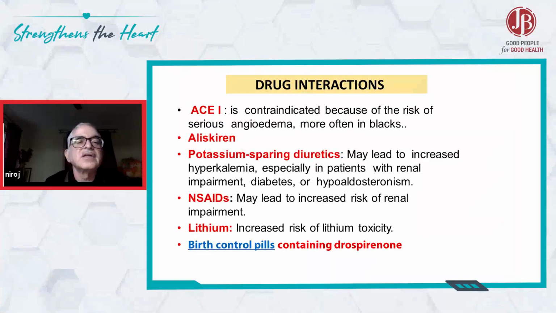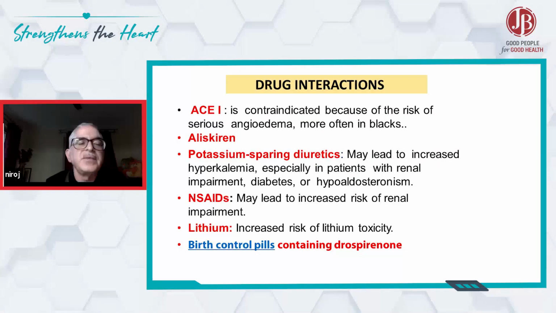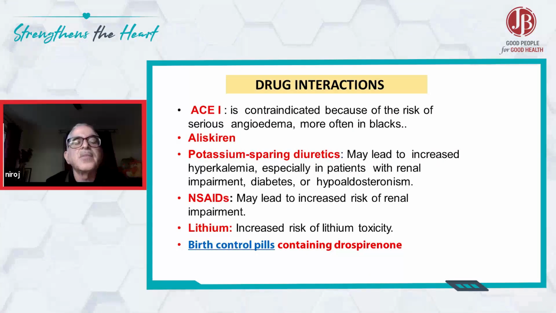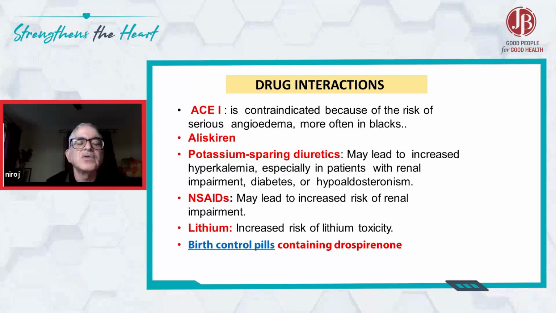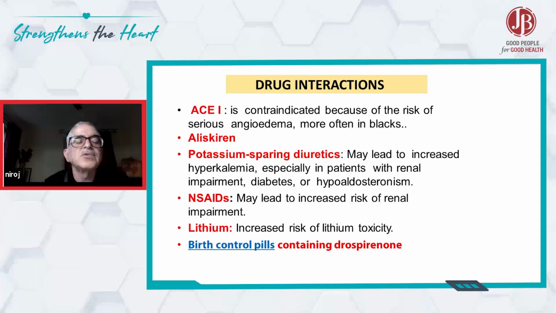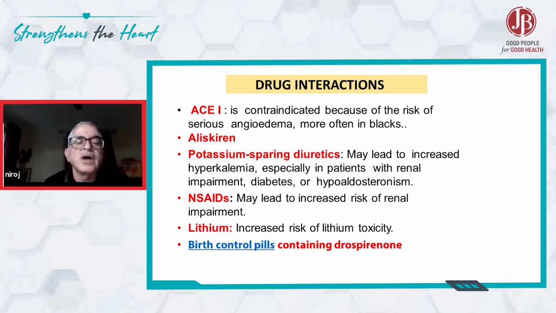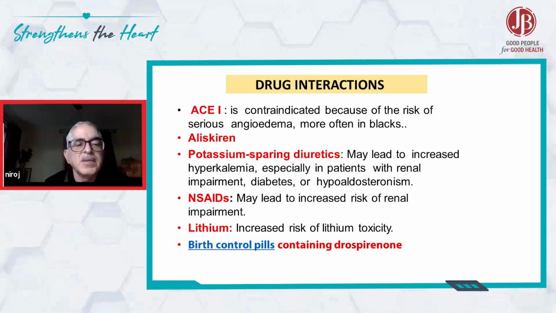Drug interaction: that is contraindicated with ACE inhibitor, aliskiren. Potassium sparing diuretics may lead to increased risk of hyperkalemia, particularly in patients with renal impairment, diabetes, hyperaldosteronism. So you have to be careful when using along with a mineralocorticoid receptor antagonist. You have to monitor potassium level.